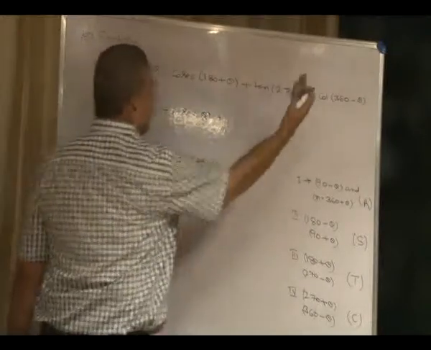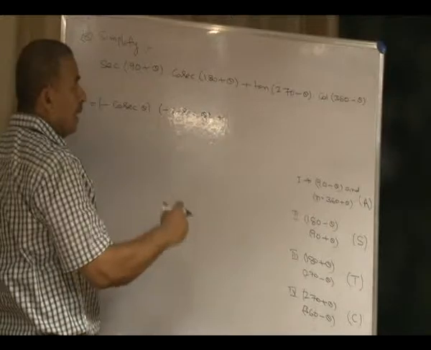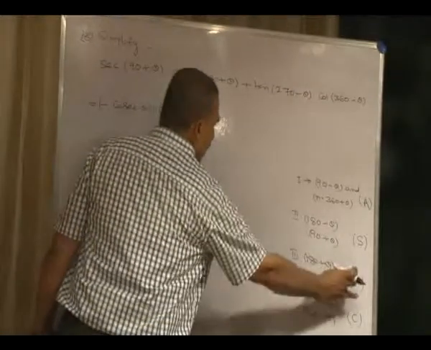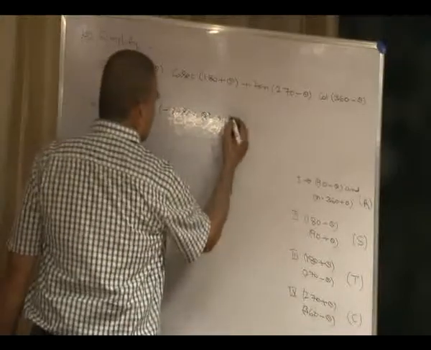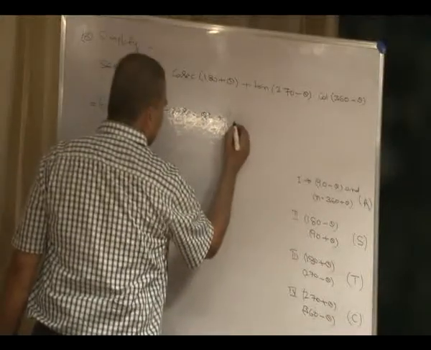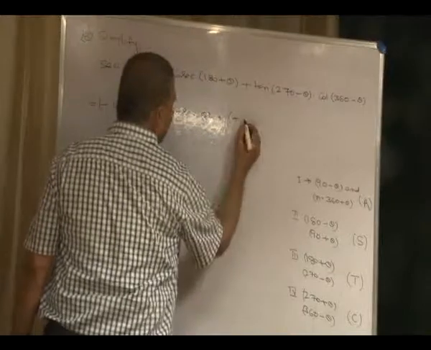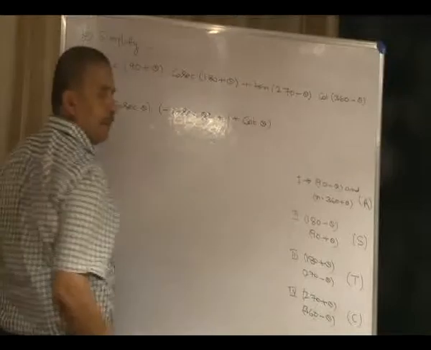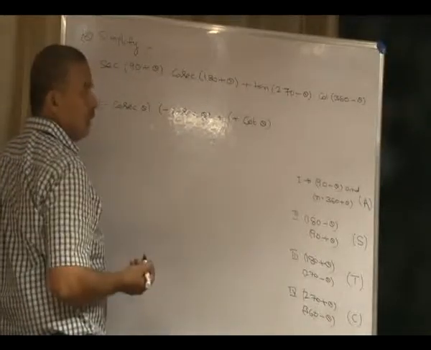Next, 270 minus theta. The angle 270 minus theta comes under the third quadrant. In the third quadrant tan and cot are positive, so here the tan function is positive, and in 270 minus theta the tan function changes to cot, that is, tan of 270 minus theta is plus cot theta.